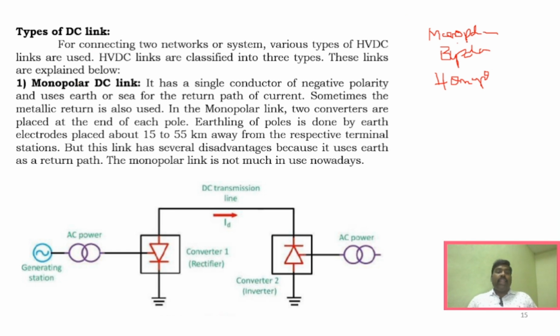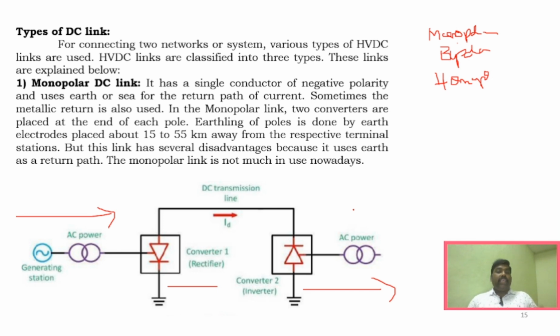In monopolar DC links, this is the HVDC system. So the HVDC links where the transmission is similar to whatever we saw. You can see the generated AC power is sent to the rectifier. It will be converted to DC and again here DC to AC conversion. So the concept is the same, but what is a monopolar DC link?